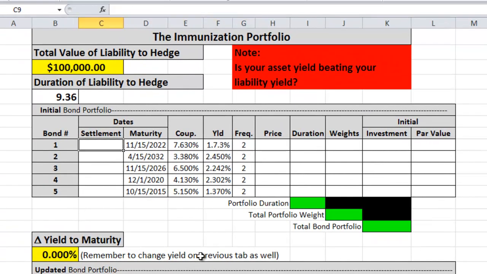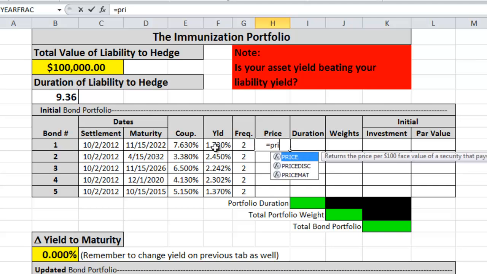And so let's assume that we're going to buy these bonds at the same time that we actually issue our certificate of deposit. So we have a settlement date of October 2nd. And we'll just copy that down the line. Okay, so we're just going to go ahead and use the price function. We demonstrated previously that we can trust this function to give us the right price.